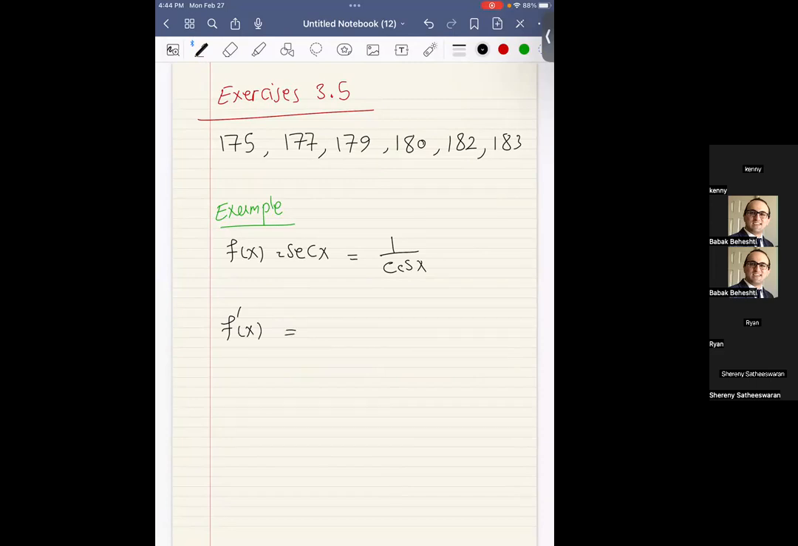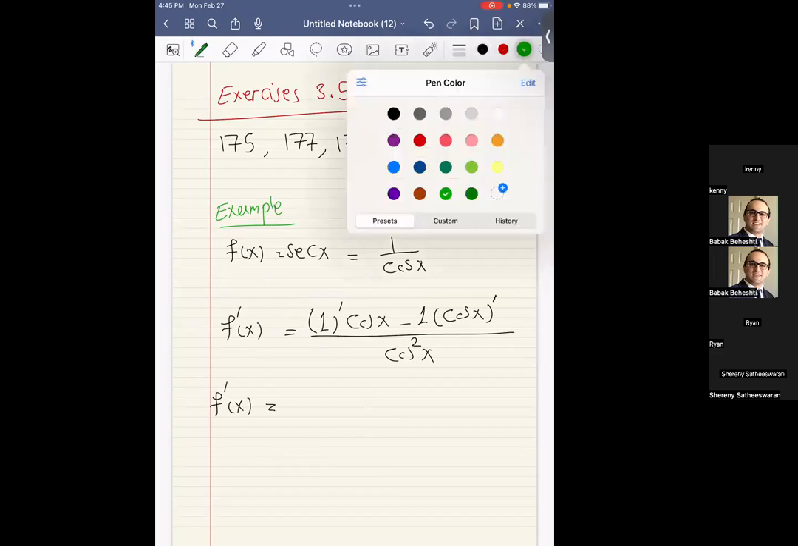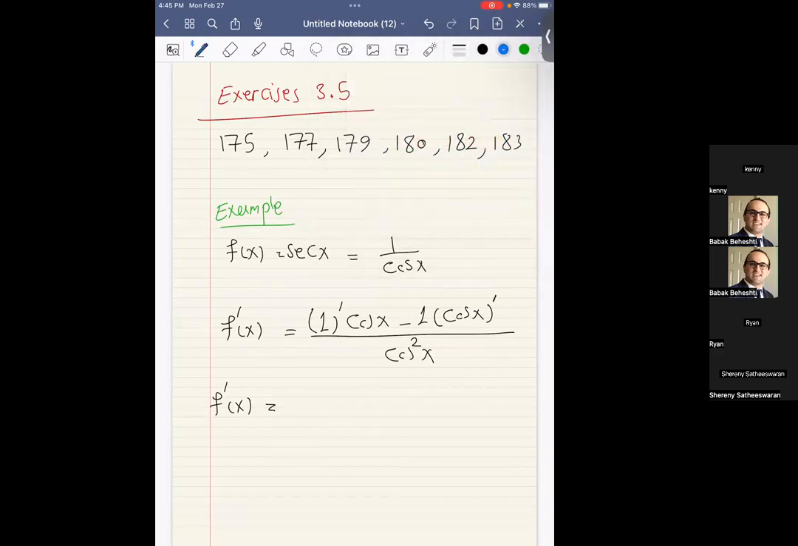The quotient rule says that the derivative of the top times the denominator, minus the numerator times the derivative of the denominator, divided by the denominator squared. But the derivative of 1 is 0, right? So the derivative of 1 is 0. The derivative of cosine is minus sine.